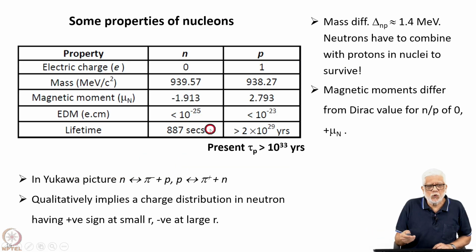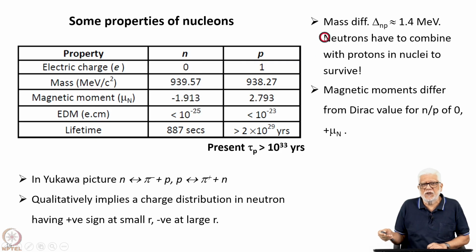Some of the properties of nucleons are listed here. So, the electric charge for neutron and proton, and the mass. You can notice that the mass of the neutron is slightly more than that of the proton, and that in fact leads to a free neutron decaying to a proton and two more leptons. The magnetic moment is minus 1.913 for a neutron with respect to its spin, and plus 2.793 for the proton, in units of the magneton.